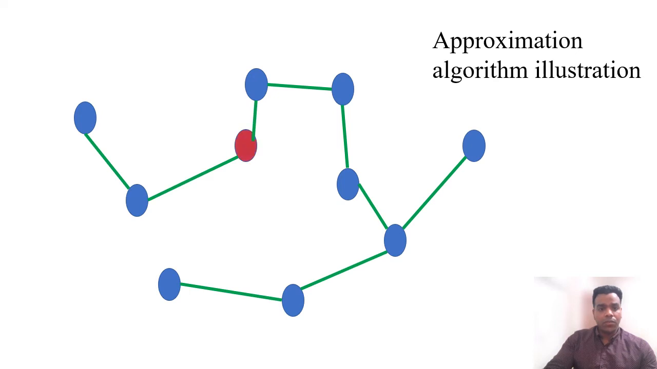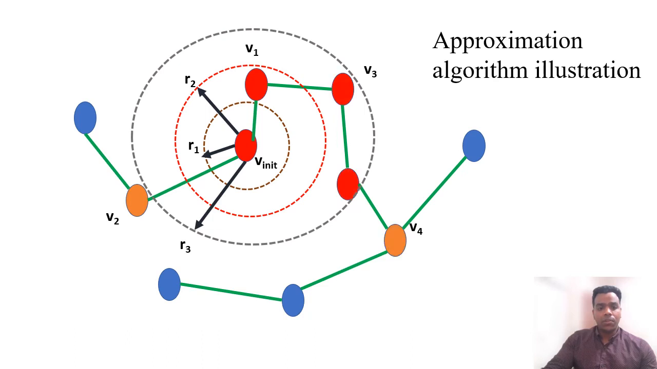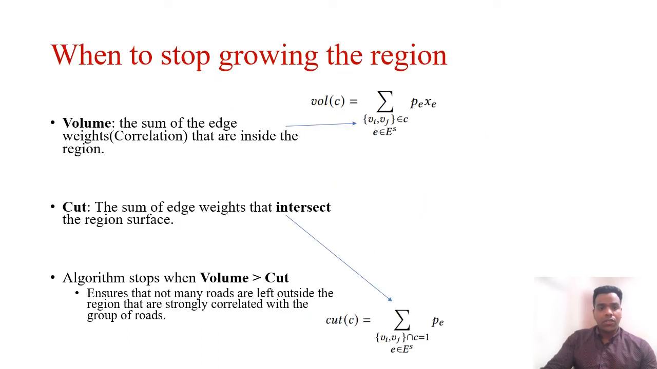We start from a random node, and around that node we consider a region of radius R1. To include more road segments, we consider the distance and the correlation. Here V1 and V2 are both correlated with V init, but V1 is much nearer. So we'll increase the region to include V1, and the radius length would be the distance from V init to V1. In this manner, we'll keep incrementing the region until we reach the stopping criteria, which is defined in this slide.